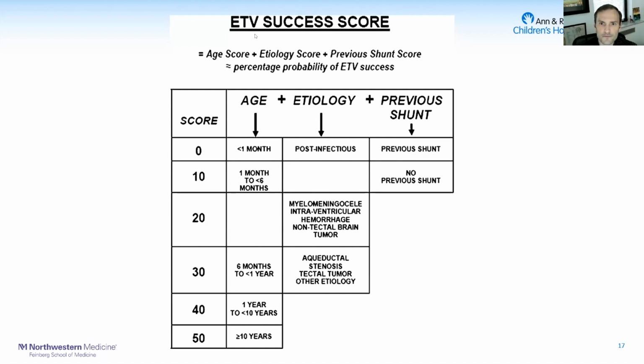Let's see. Another question. How is the ETV score affected if the patient had fetal surgery for spina bifida? That's a great question. At the moment, we really don't know, but if you look at the ETV success score, it will include myelomeningocele in this center portion. And so at present, I would just say treat it as a myelo normally would.